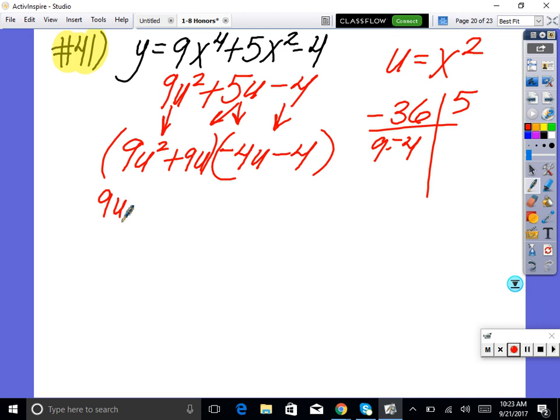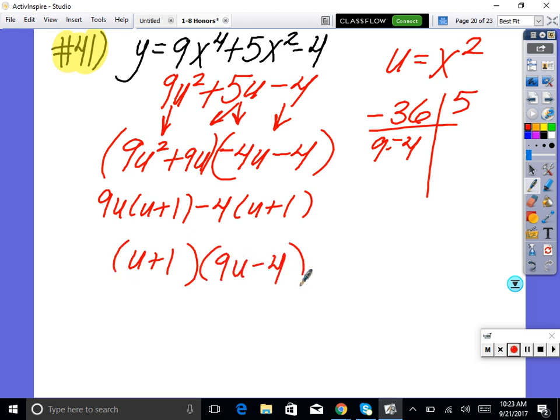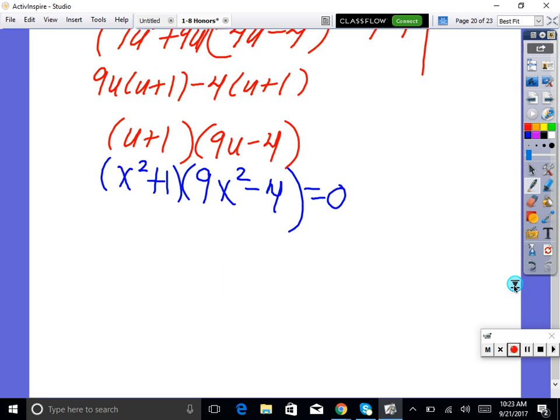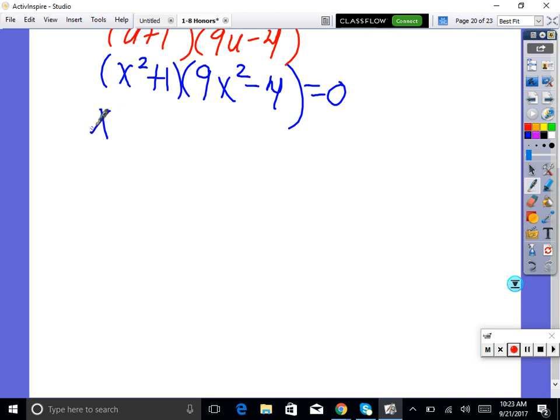Pull out 9u, left is u plus 1. Pull out -4, u plus 1. So u plus 1 times 9u minus 4. And then you'd say to yourself, but we're not dealing with u's. Yes, I factored it using a u, but really it's an x squared. So this is really x squared plus 1 times 9x squared minus 4. And now we can continue to solve. Solve for x.